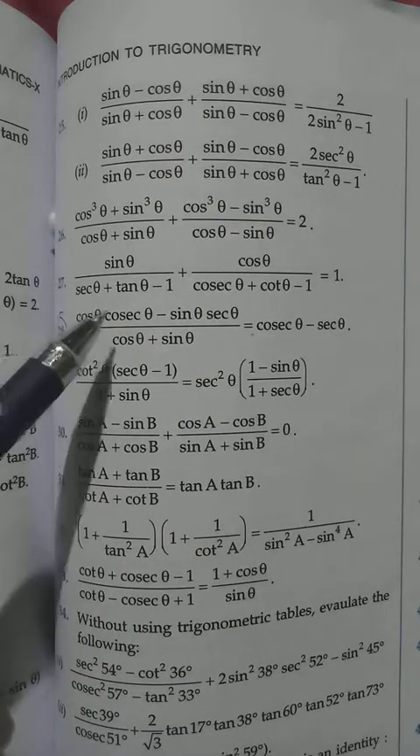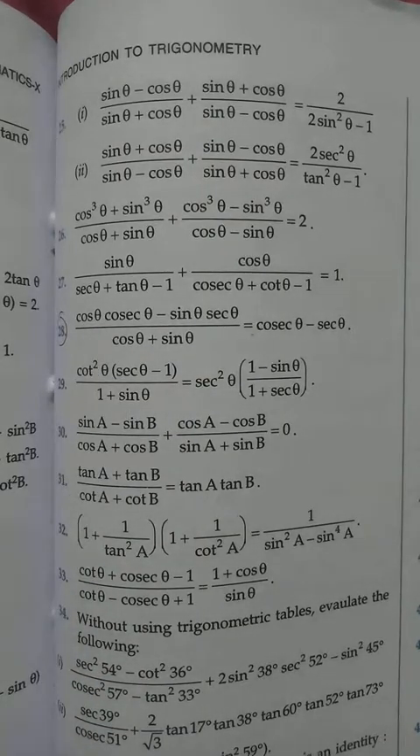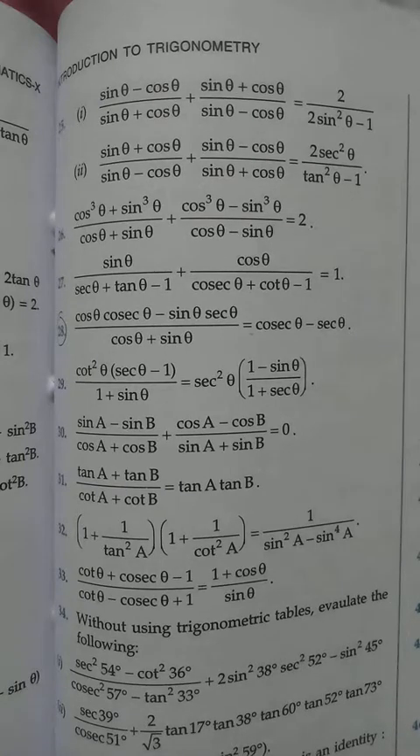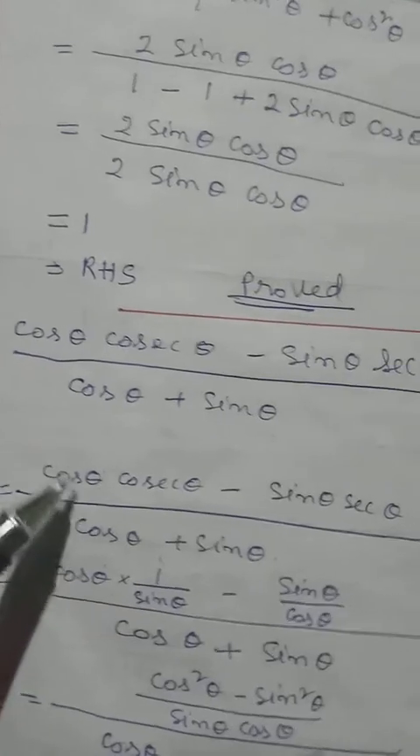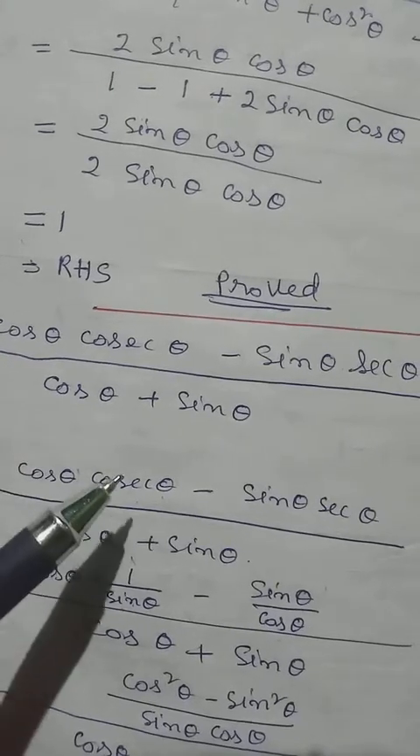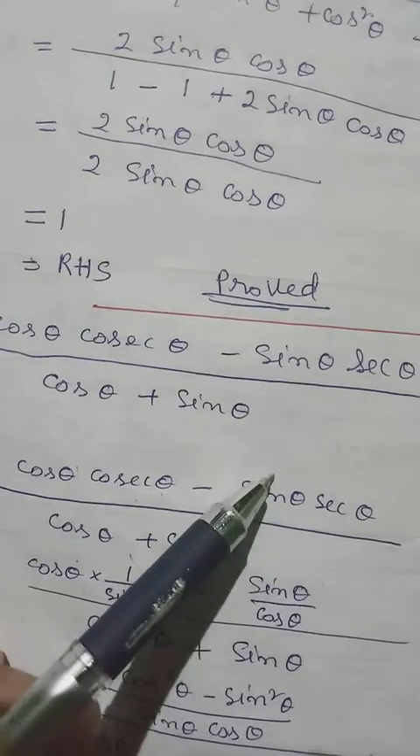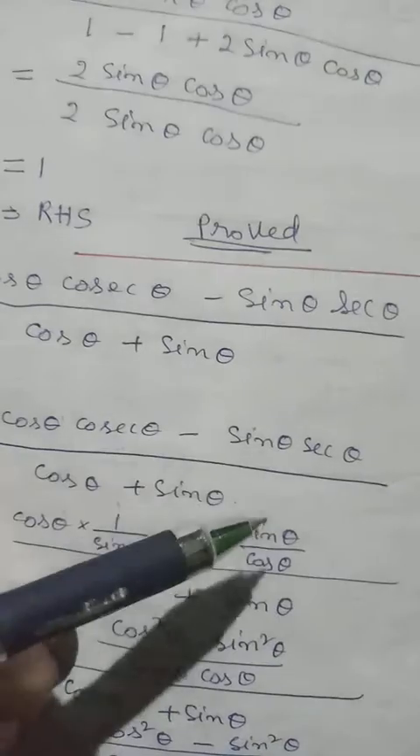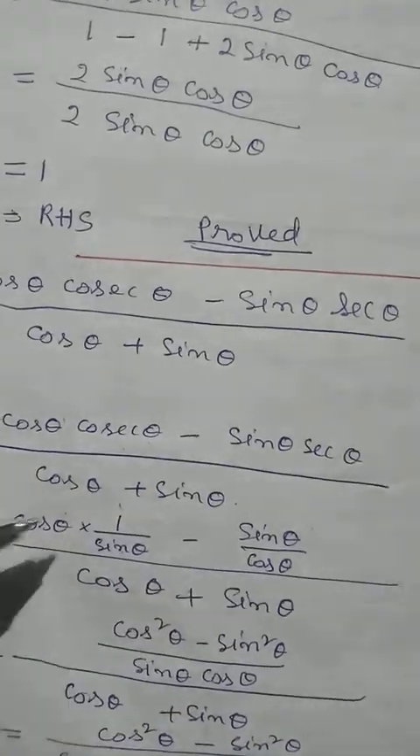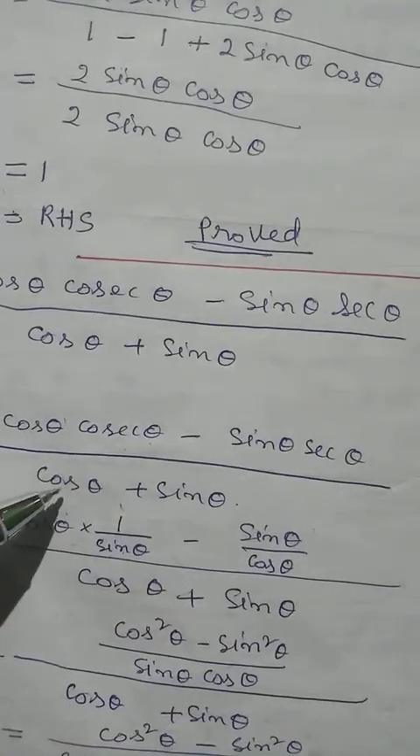So what to do? Let's change everything to sine and cos. Then after that, we will see what we can do next. Cos theta is already cos, leave it. Cosec, we know it is 1 by sine theta. Then minus sine, let it be. Sec theta, we can change it from identity to 1 by cos. Then the denominator, since we have cos and sine, let it be there.